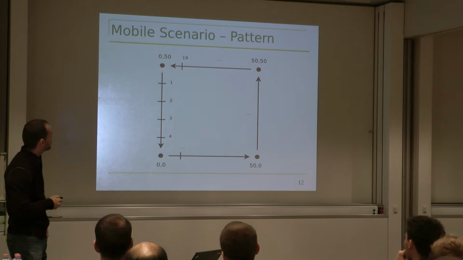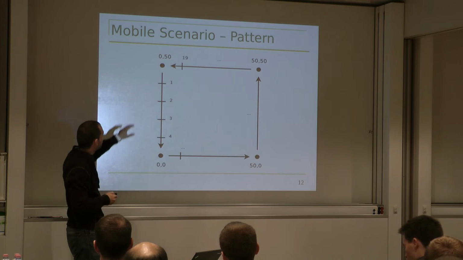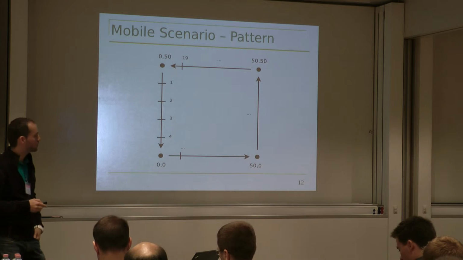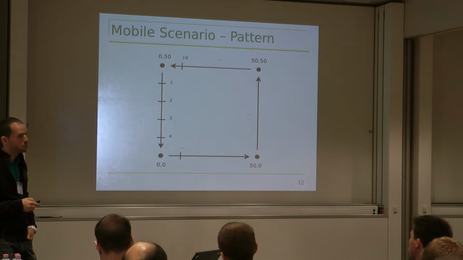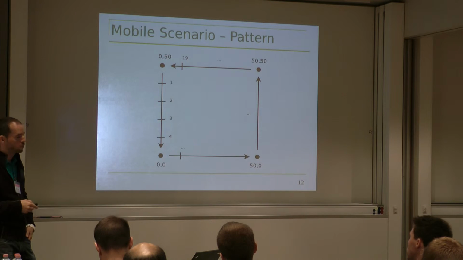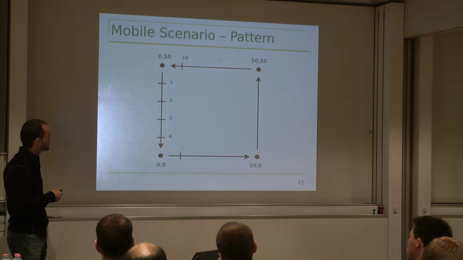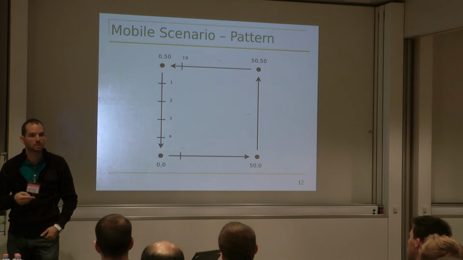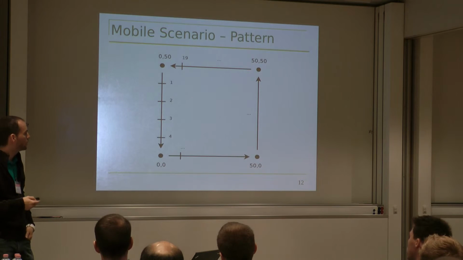Now, this is the mobile scenario. The base station is located in the upper left corner of the rectangle, and the mobile sensor node moves in an anti-clockwise direction through 20 positions back to the base station, and at every position it transmits the received signal strength of the beacon packet of the base station.